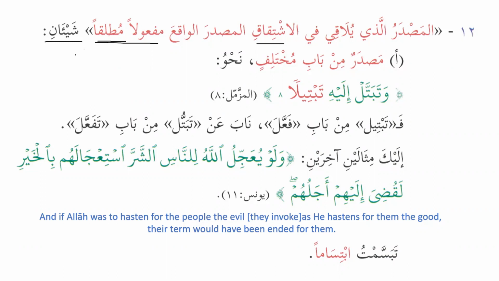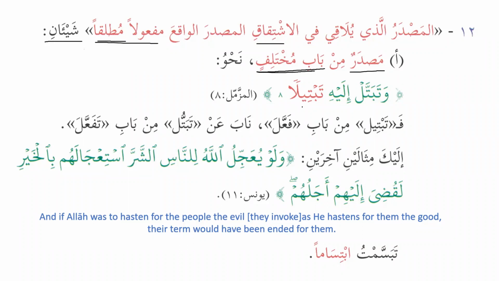once again that if the verb and the masdar have the same root letters, there is a possibility that a different bab can be used. A different verb form or different bab can be used. For example, masdarun min babi mukhtalifin. For example, the masdar is from a different bab, as we have learned 10 babs, starting from number 1 up to number 10.